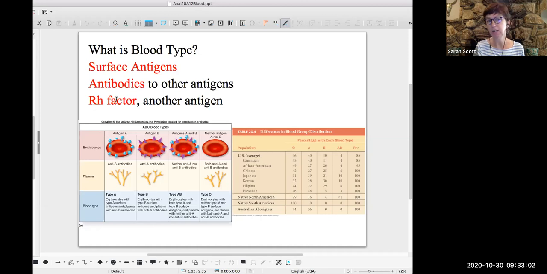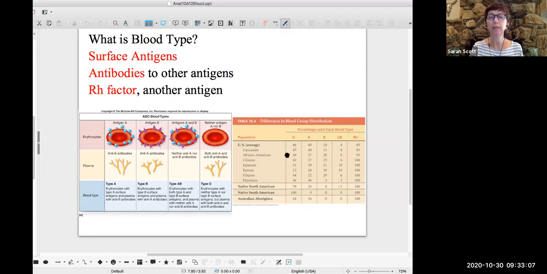And if they don't have Rh factor, we call that negative. So if you look over here on this chart, you're going to see that throughout the world, blood type O is very common. O means no antigen A, no antigen B. Okay, but then depending on the populations, we'll have variations in A and in B. Notice that in some populations, such as Native South Americans, there is nobody in the population who has antigen A or antigen B.